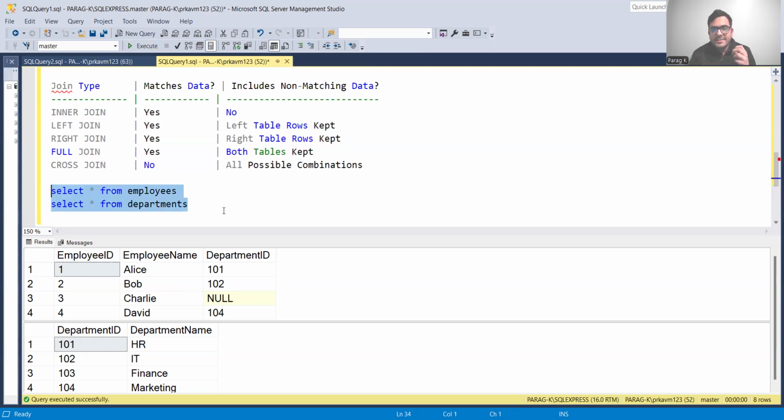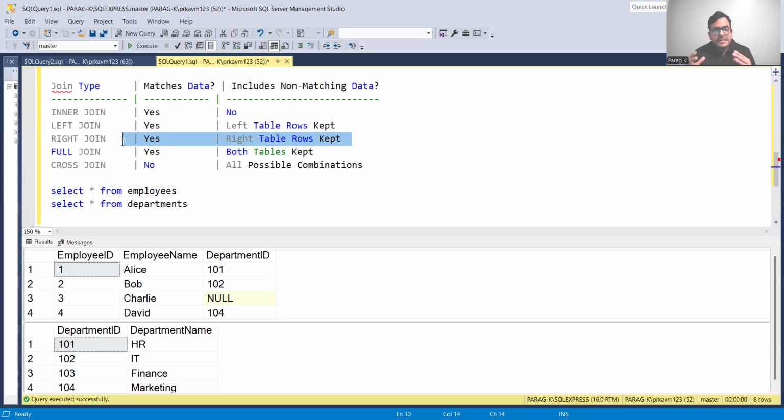Left join is a simple concept: if there are two tables side by side, the table on the left side keeps all of its data, while from the right one only the data matching the left is kept. If you see here, in the left join, all the left table rows are kept. And full join means everything is just kept together. So that's the understanding.